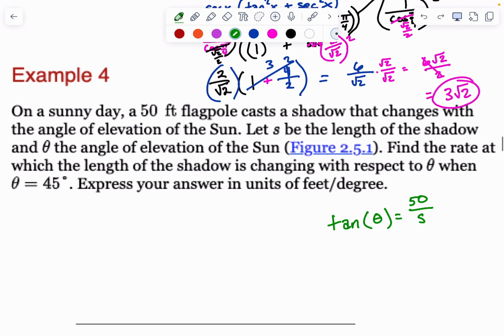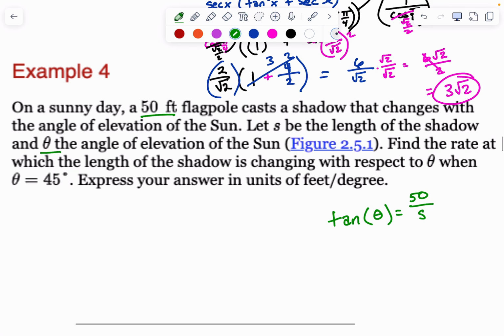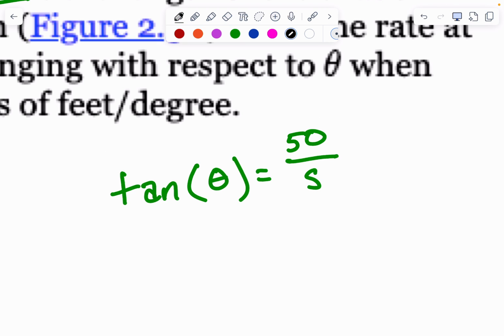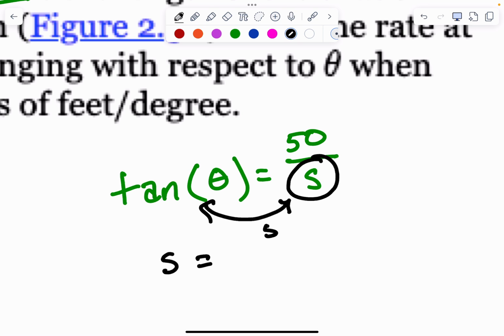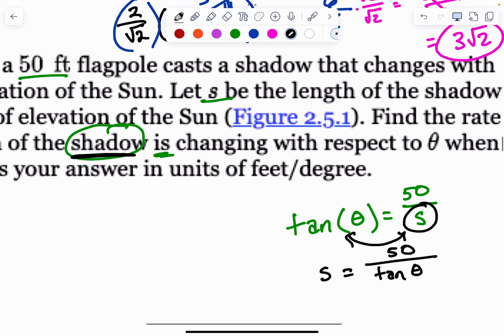On a sunny day, a 50-foot flagpole casts a shadow. The elevation of the sun is theta. S is the length of the shadow. Find the rate at which the length of the shadow is changing. I want S by itself on one side of the equal sign. So how do I get this guy by itself? I'm going to switch them. S is equal to 50 over tangent of theta. I want the shadow to be by itself on one side of the equal sign.